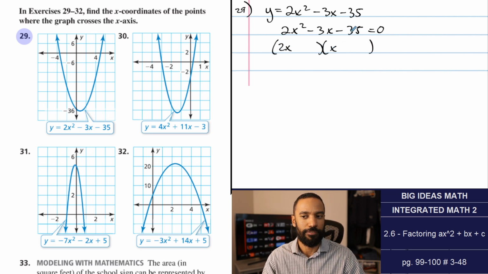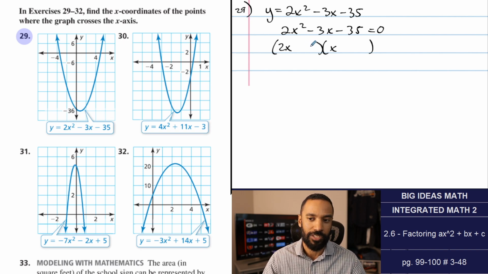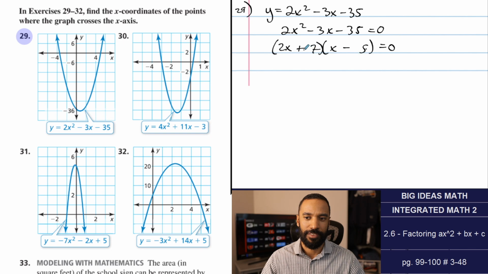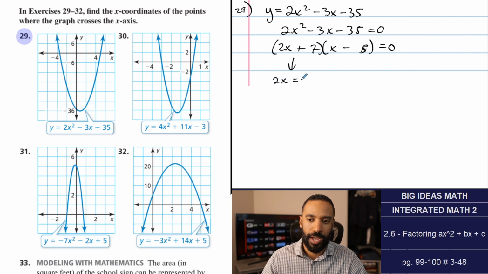2x times x, 35 is a classic 5 times 7 case. Let's try one of them here, 5 and 7. Why not? This becomes negative 14 plus 5. That's not negative 3. Let's swap them. Oh, equals 0, by the way. Now let's try negative 10 plus 7. That's negative 3, so that works out. If 2x plus 7 equals 0, 2x would equal negative 7, so x is negative 7 halves.